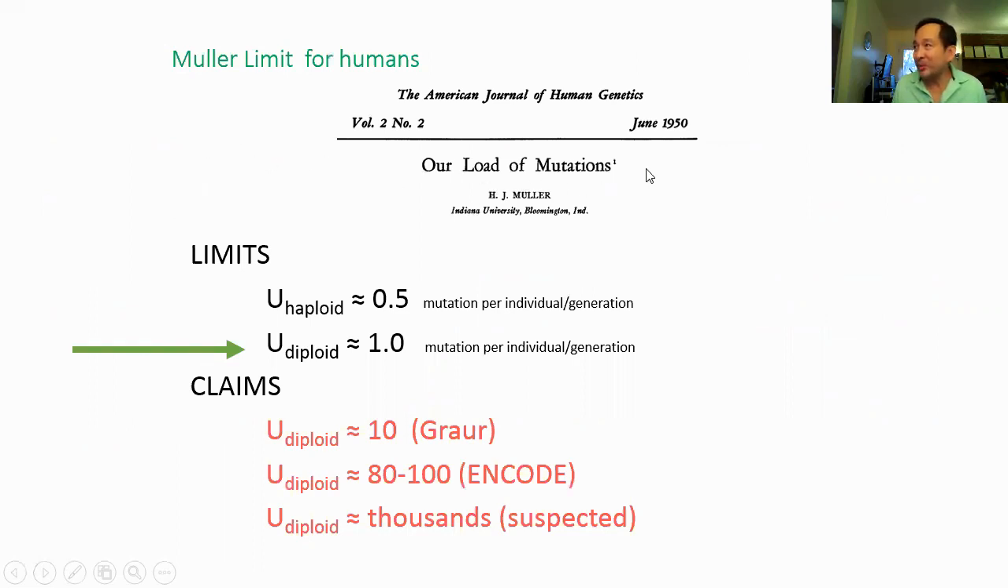In this paper, Our Load of Mutations, which is available on the internet for free, he said U is approximately 1.0, the number of mutations per individual per generation. If it's there or slightly above it, the human genome will deteriorate. So basically you plug it into this formula, n is equal to 2 times e to the u, e to the power of u diploid, and then okay, yes, I got it. Okay, very good, very good.